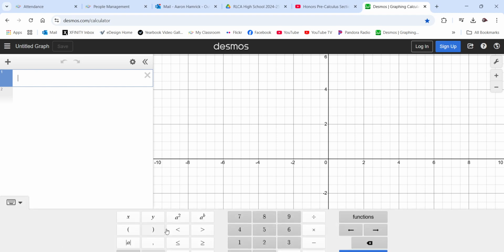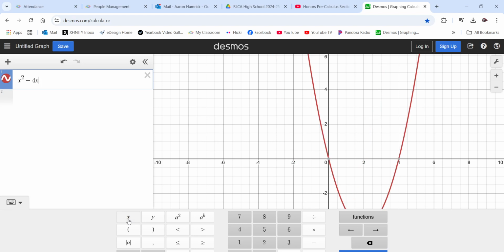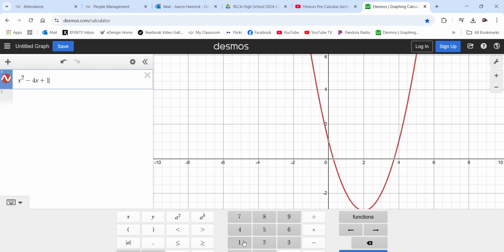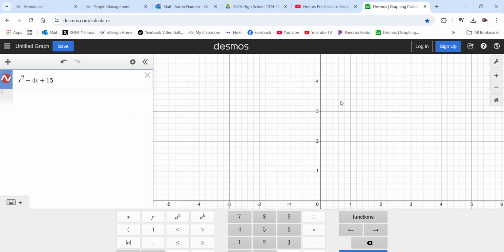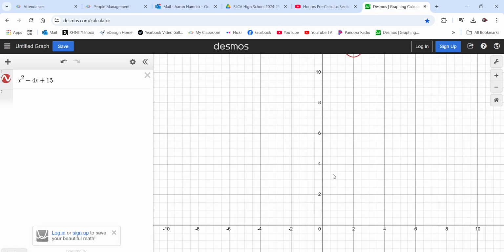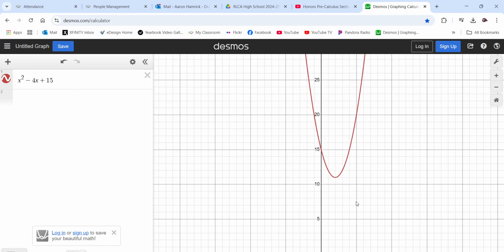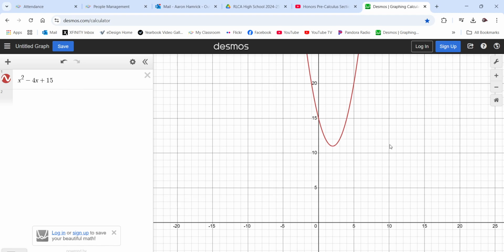So let's bring this thing up. Let's put x squared minus 4x, and then, what was it? Plus 15. Look what happens. Oops. What happened? Why isn't it on the graph? There it is, because it went up 15, didn't it? Do you see that? So where does that graph cross the x-axis? It doesn't cross the x-axis. So that means there are no real solutions for that equation right there.